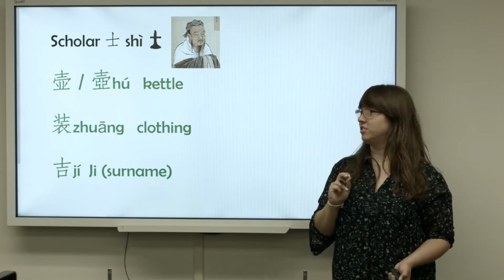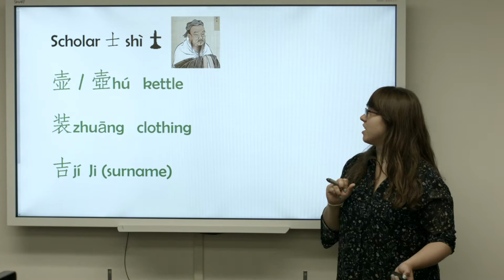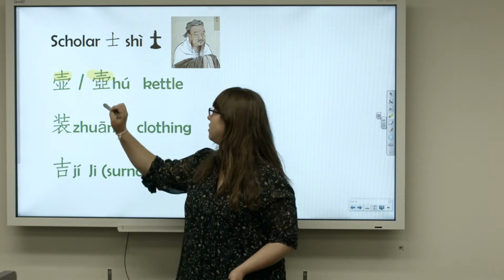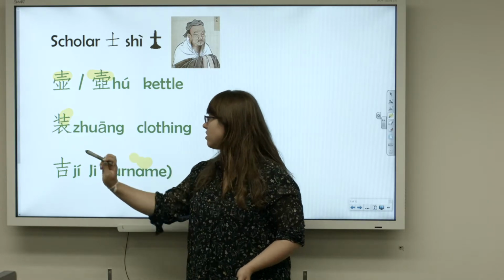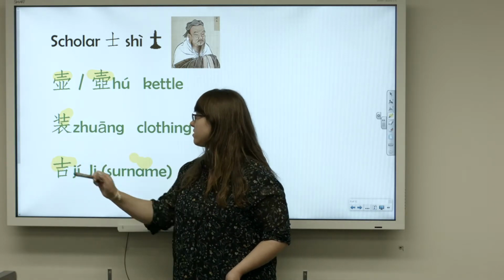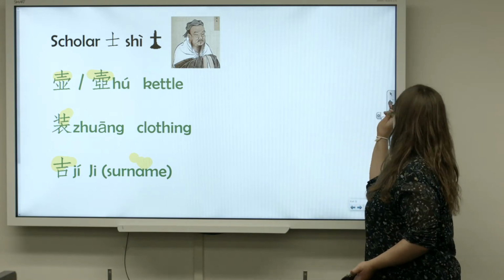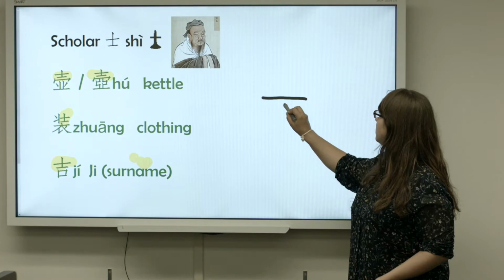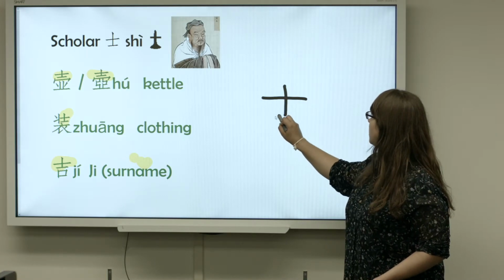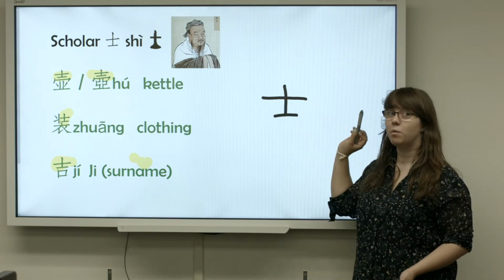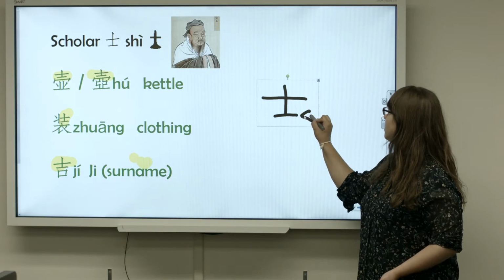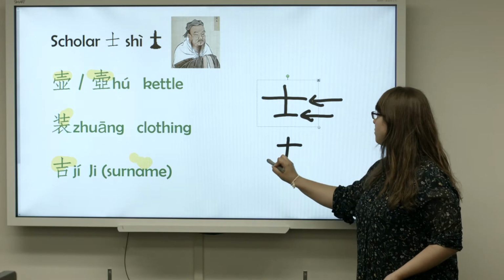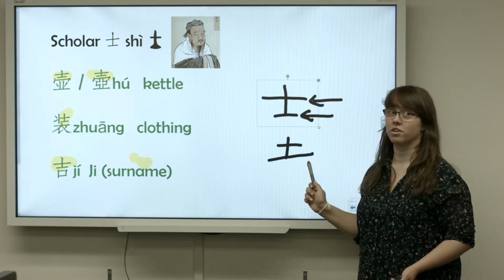Next we have scholar. This can be found in characters like 壶, or kettle, and also 装, which means clothing, or 己, which is the surname Ji. 横, 竖, 横, be aware that this heng should be shorter than the top heng. Otherwise, if you write it too long on the bottom, this is a different radical.